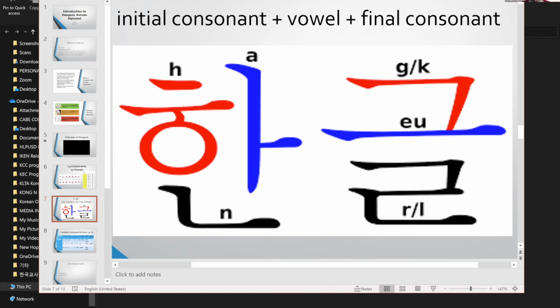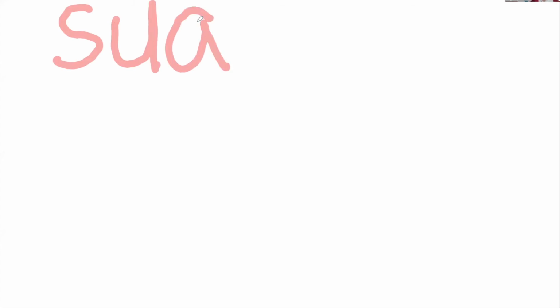Okay. Now I will share how to write with the whiteboard. Okay, so we will write the name Sua. Sua, okay, Sua. Then this is consonant, so Su.